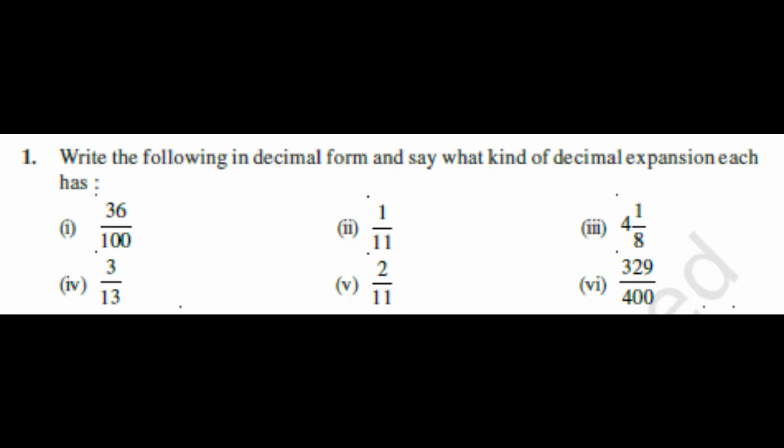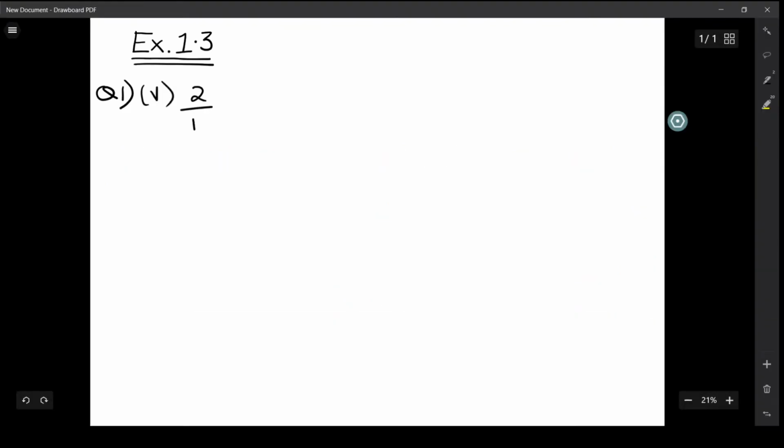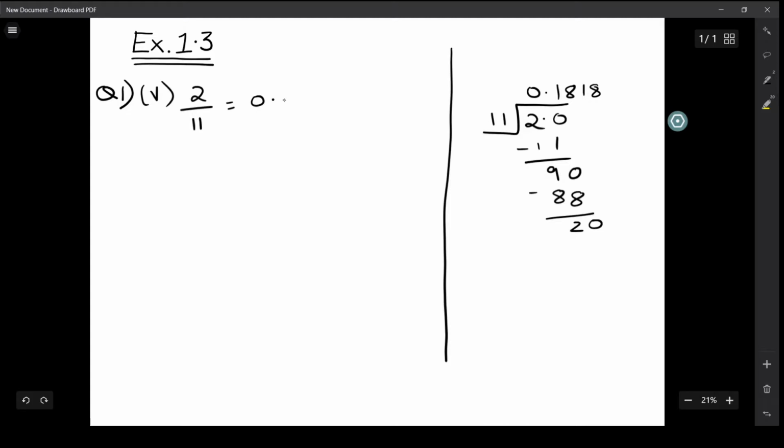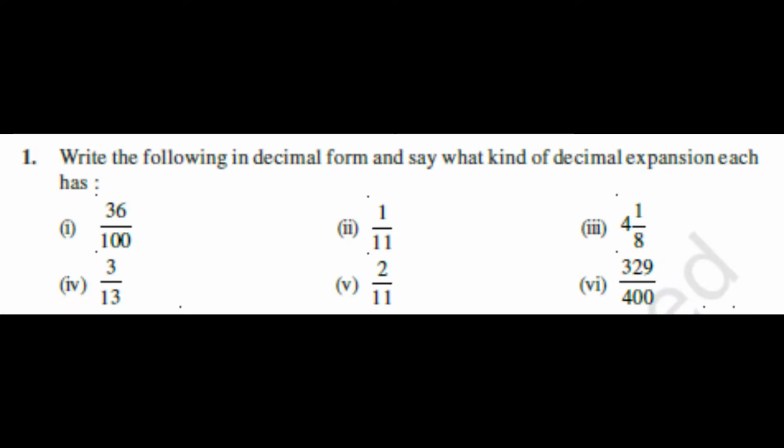Now moving on to the fifth part. The fifth part is 2 by 11. And I'll just use this rough space over here to divide 2 by 11 again. So I get the sequence 0.1818 and so on. The numbers 1 and 8 repeat themselves. So again, here I have a non-terminating yet recurring decimal expansion.